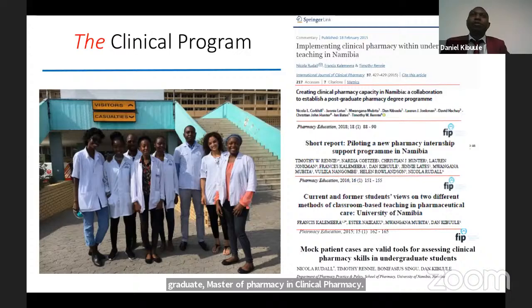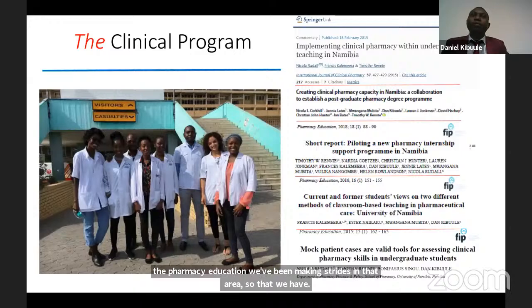As you can see from a number of papers published in pharmacy education, we've been making strides in that area so that we have graduates who will be able to deliver care to our patients.